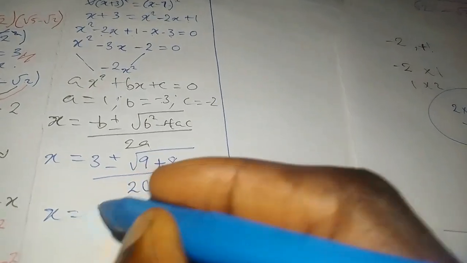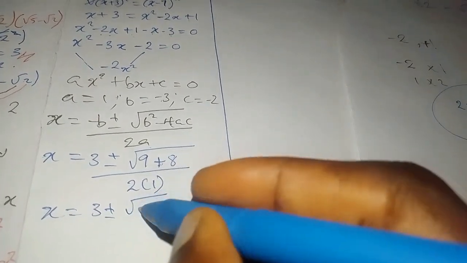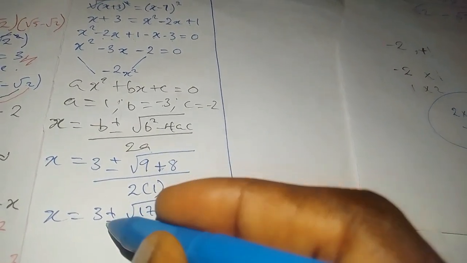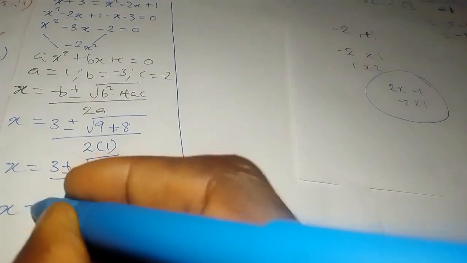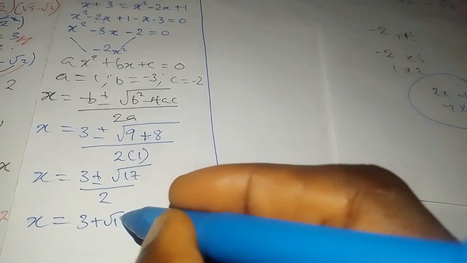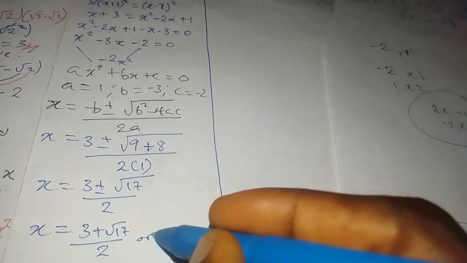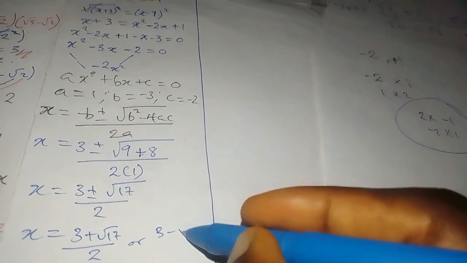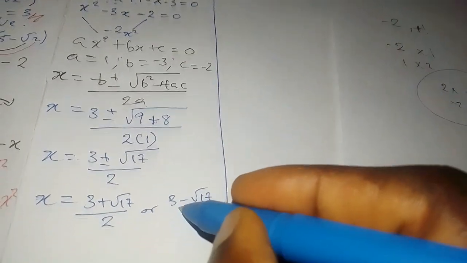So from here I can say x is equal to 3 plus or minus the square root of 8 plus 9, which should be 17, divided by 2. So x is equal to 3 plus the square root of 17 divided by 2, or x should be 3 minus the square root of 17 divided by 2. And that's the final answer for question 4.